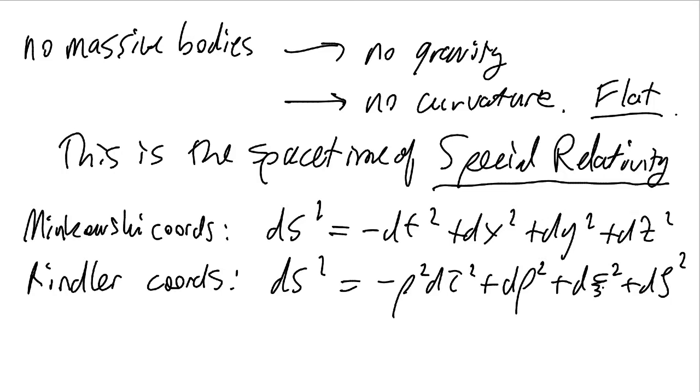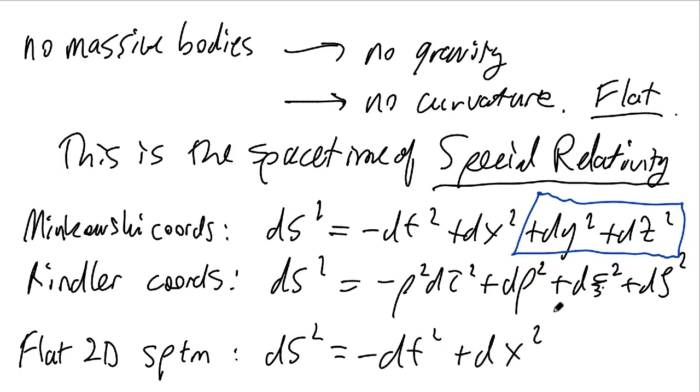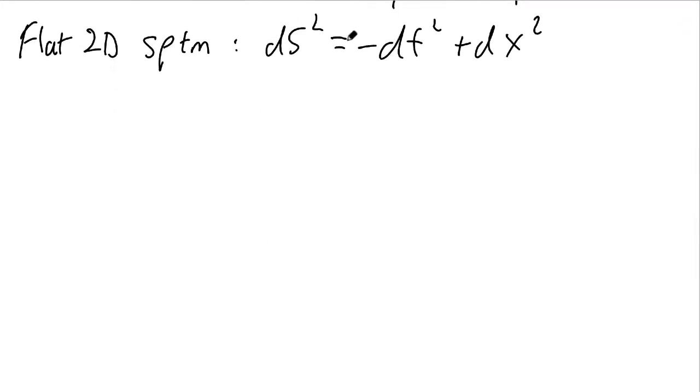For simplicity, let's drop two of the dimensions. So let's drop the y and z directions and just consider flat two-dimensional spacetime in Minkowski coordinates. So the line element reads minus dt squared plus dx squared. Now, one thing that we know about spacetimes is they have a mixture of plus and minus signs in the line element, and that means that ds squared can be either positive, negative, or zero.